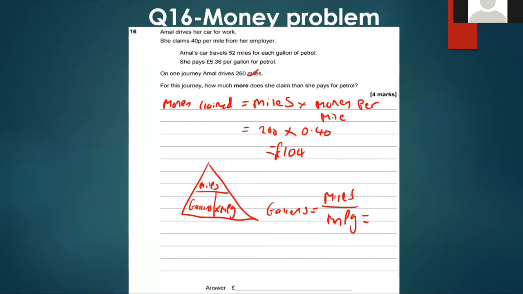So what this is actually going to be is the miles. It's 260. And that's going to divide by 52. Okay, and I've got 52 by working out that actually I'm dividing this by 52, which is the miles per gallon. So 52, okay. I know that it's 52, because she's traveled 52 miles for each gallon of petrol. So doing that in my calculator, 260 divided by 52, which is 5 gallons. So I know that there's 5 gallons done, okay?